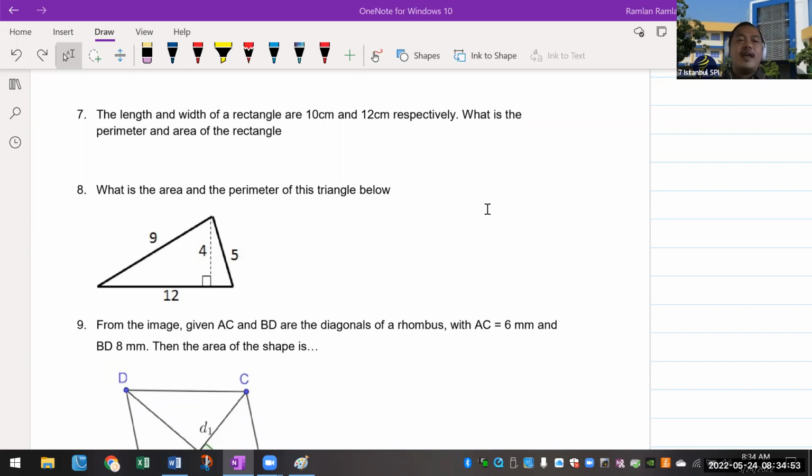Okay, for number 7, the length and width of a rectangle are 10 centimeters and 12 centimeters respectively. What is the perimeter and area of the rectangle?